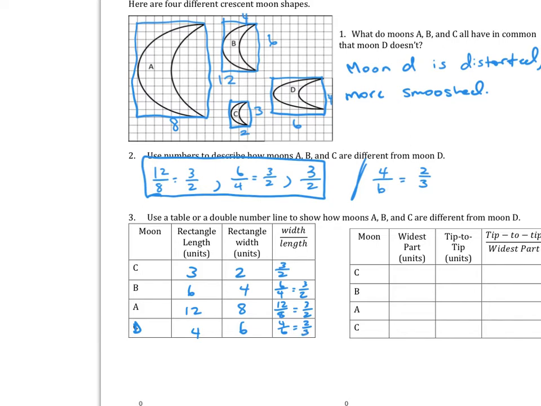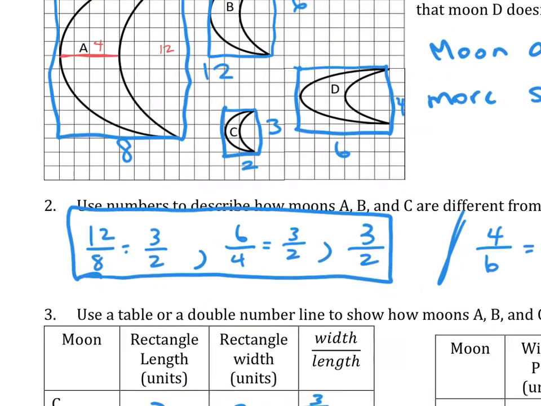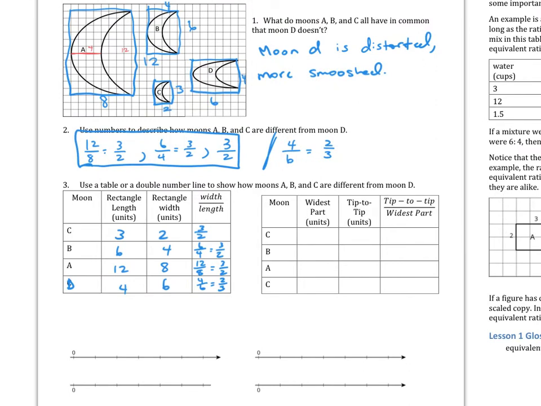Another way of looking at it is instead of drawing a box around the entire rectangle, you can instead look at the widest part of each moon and compare it from one tip to the other tip. So for example, if I look at A, the widest part of the moon is right here, and that has a length of 4, and the tip to tip we said has a length of 12. So I'm going to put that for A, so 4 to 12. And when I write my ratio, I'm going to do that as 12 over 4, and I see that simplifies to 3. So I'm going to repeat that for B, C, and D.